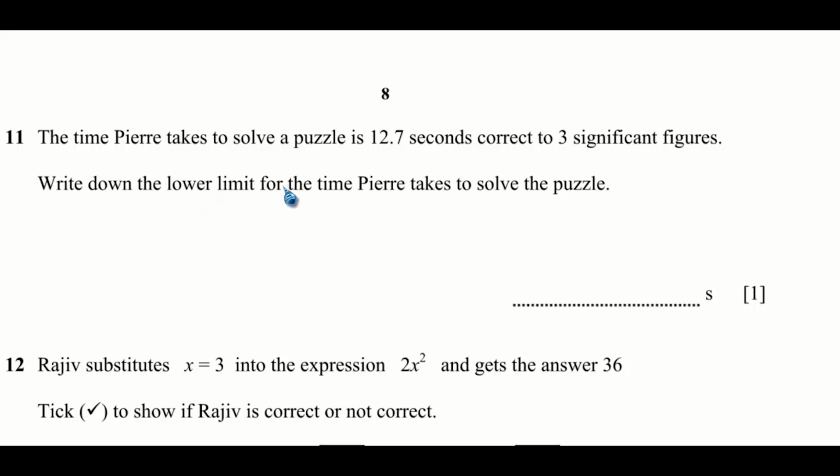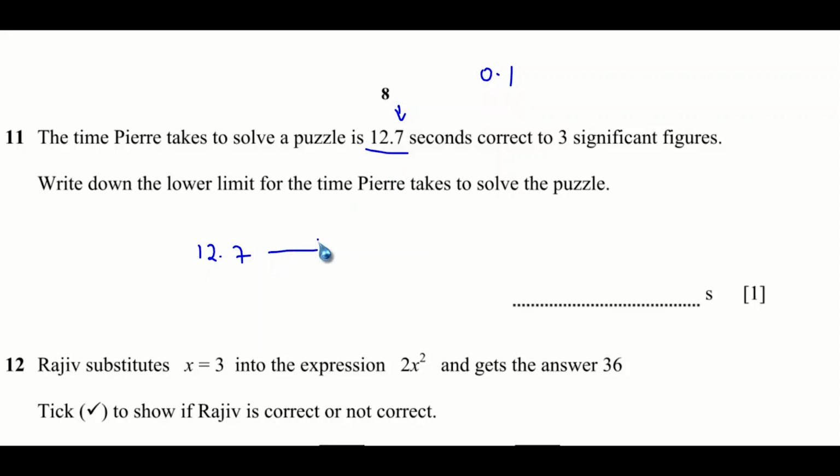Write down the lower limit for the time Pair takes to solve the puzzle. According to this number, 3 significant figures will be the tenth, which is 0.1. So the actual number is 12.7. Let's count in 0.1.